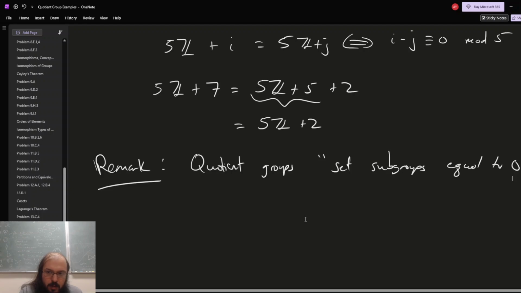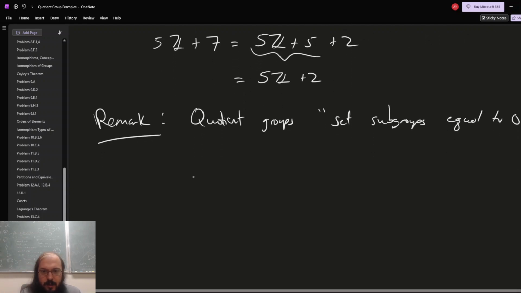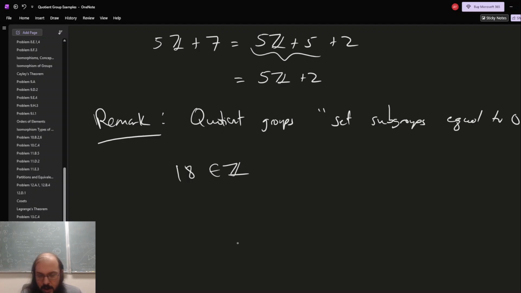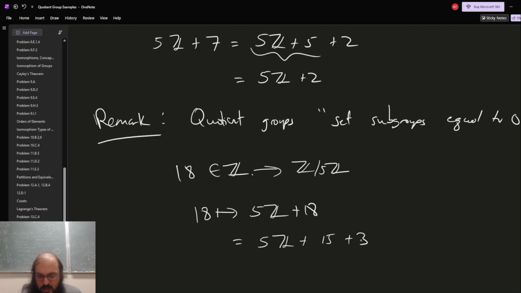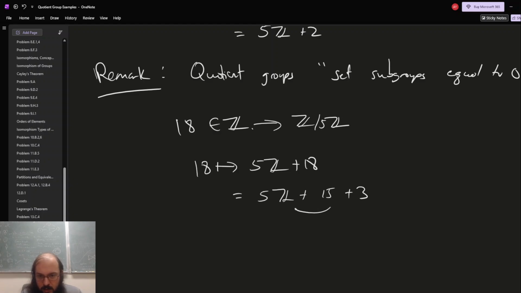So if you have some random element of Z, how about 18? 18 is a perfectly good element in Z. Last video, we saw how to use the natural homomorphism, the projection homomorphism, Z to Z mod 5Z, by taking 18 and sending it to its coset. So the image of 18 is 5Z plus 18, which is the same thing as 5Z plus 15 plus 3. 15 lives inside of 5Z, so it is just absorbed.